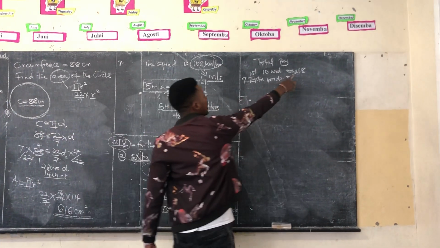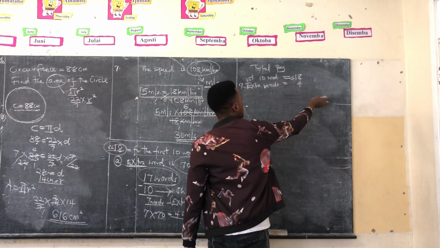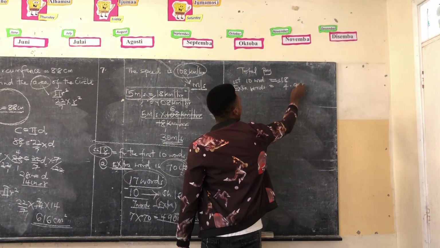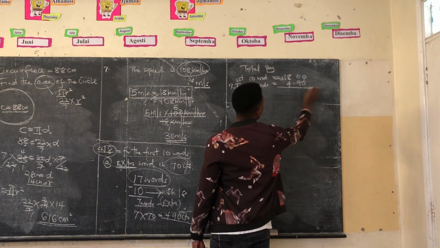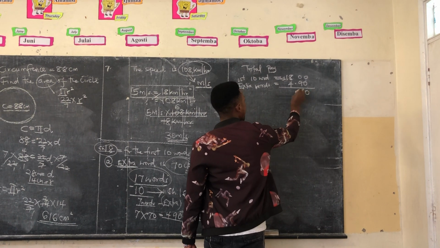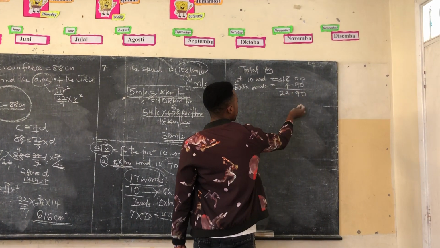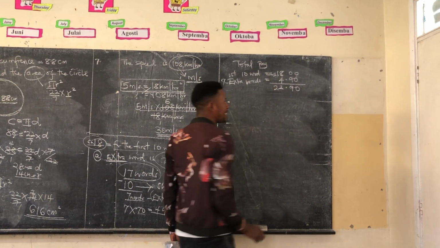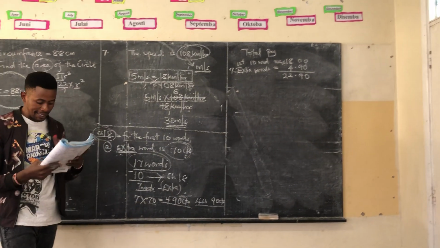So we add to 18 shillings. So 18 shillings plus 4 shillings and 90 cents. It will give you what? 22 shillings and 90 cents. 22 shillings and 90 cents.